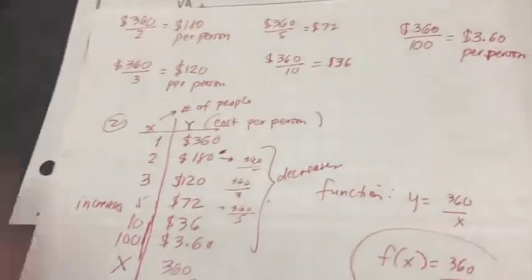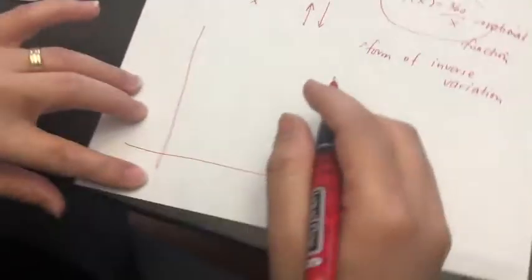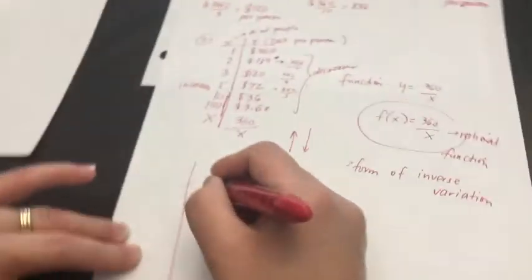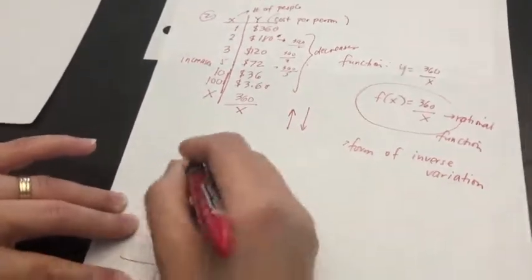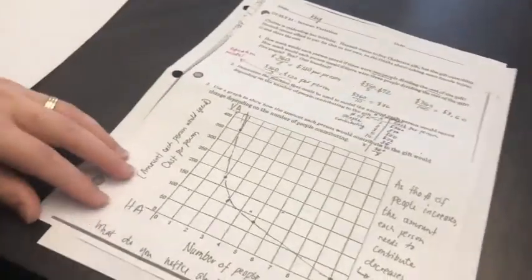Now this is in the form of a table. Let's take a look at it in the form of a graph. So at this point, I'd like you to plot the points, okay? So you're given the graph. If you start with 1, then you should have the 360 here, okay? So 1, 360. So your graph should look like this. Why? Because one person will spend 360.